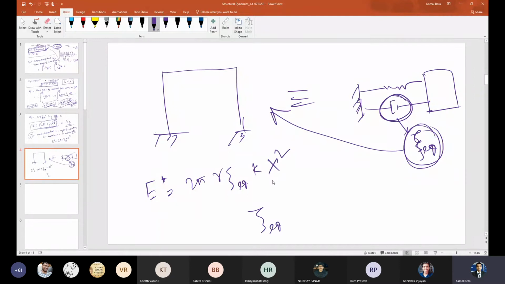So what is zeta equivalent? I can write 1 by 2 pi r, then E star, and what is remaining? Tell me. K x square. Correct? Is it right? Any doubt here? Anybody? What I have written as the zeta equivalent expression, agree, right?